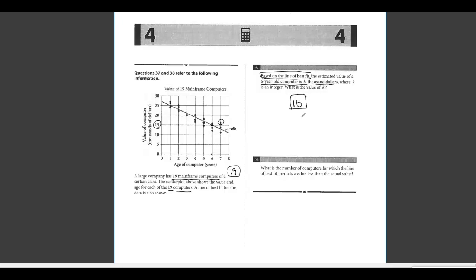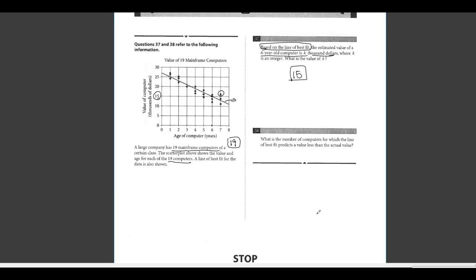Alright, number 38, what is the number of computers for which the line of best fit predicted a value less than the actual value? This one less than the actual value is this point, right? This line is less than the value. So the actual value is greater than the predicted number, right? Okay? So the point should be over that line, right? 1, 2, 3, 4, 5, 6, 7, 8, 9. Okay, 9 computers. Okay, actually this actual value is greater than the predicted line. Okay, so the answer is 9.